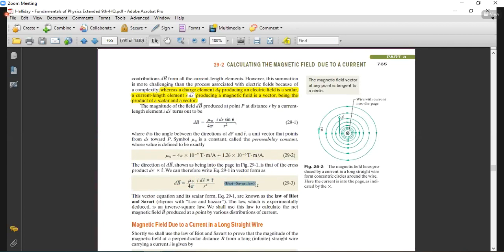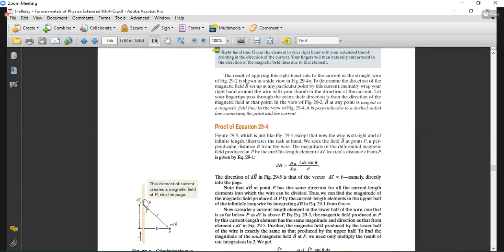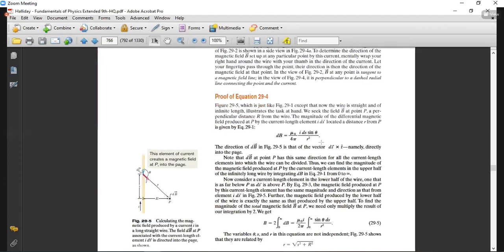Is it showing on your screen? I have highlighted it. This is the Biot-Savart law. So we will use this relation. One second, beta. This is the Biot-Savart law. Clear, beta?